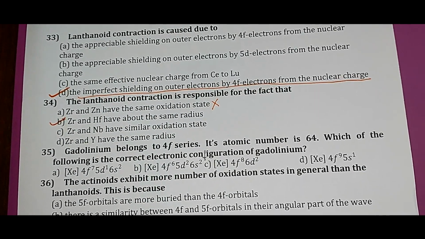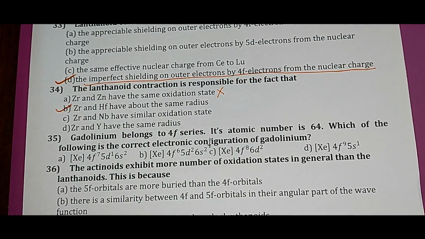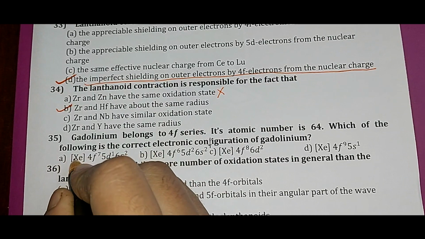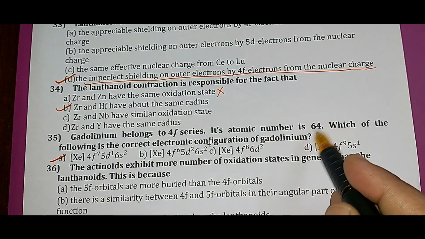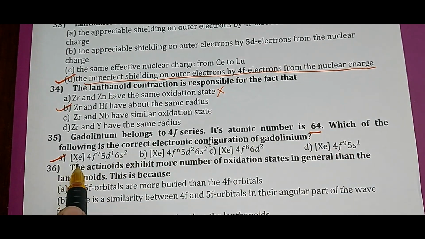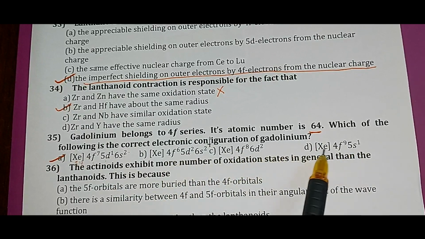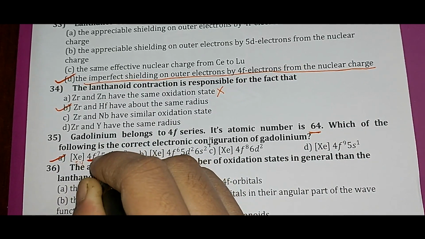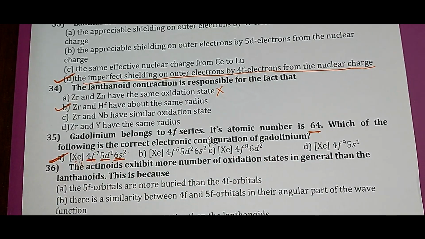Next, question number 35. Gadolinium belongs to 4F series. Its atomic number is 64. Which of the following is the correct electronic configuration of gadolinium? So, gadolinium electronic configuration is xenon 4F7 5D1 6S2. Xenon is 54. 54 plus 7, 61, 62, 63, 64. If you see here all will give you 64, but remember that in gadolinium it has half filled f orbital and 5d1 electronic configuration with 6s2. So the correct answer is xenon 4f7 5d1 6s2.